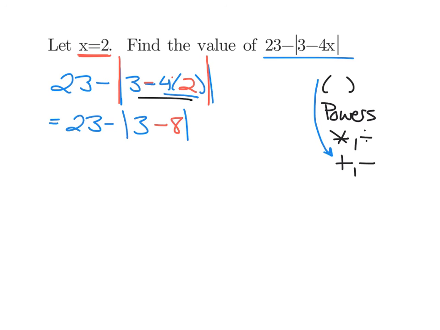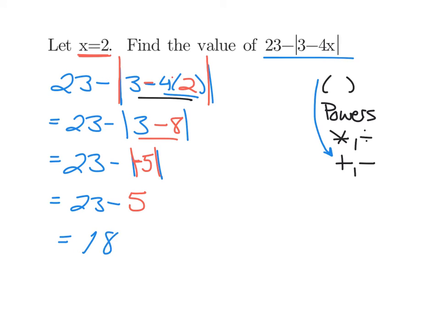Now we're still trying to clean up what's inside the absolute values, so the next step is to do this subtraction. Rewrite everything else, 23 minus absolute value, and when we subtract 3 minus 8, we get negative 5. Since what's inside the absolute values is all simplified, now we take the absolute value of that number. So we got 23 minus, and the absolute value of negative 5 is going to be positive 5. So we're going to subtract positive 5. And 23 minus 5 is going to be 18. That is our simplified expression.